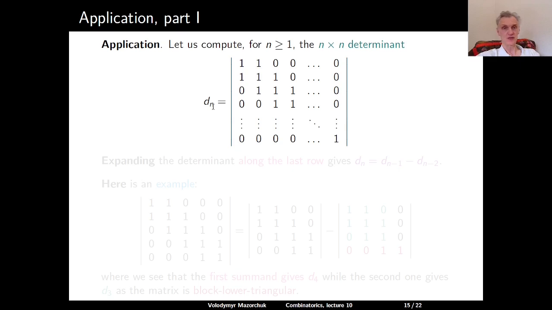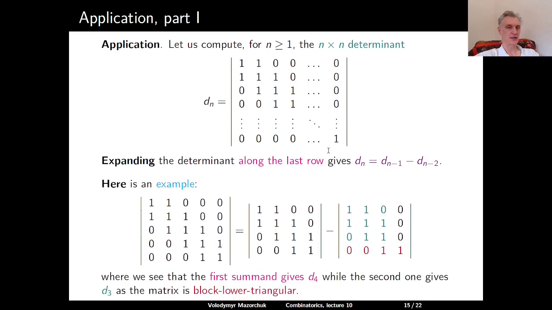Let's try to compute this d_n. We can expand this determinant along the last row, and this will give us the recurrence d_n is equal to d_{n-1} minus d_{n-2}. Here's the illustration for n is equal to 5, but it works for any other n in the same way. So when we expand with respect to the last row, there will be only two non-zero summands, because we only have here 1 and 1, and the rest is 0.